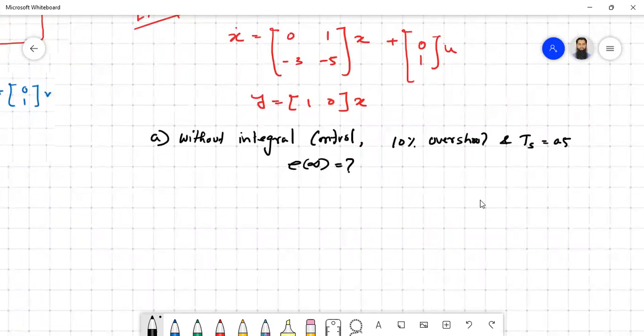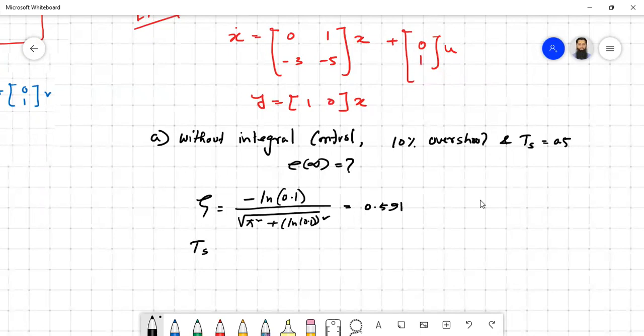Okay, so let's proceed with the design. From the given parameters, we have 10% overshoot, so we can find out the value of zeta. Zeta is minus ln 0.1 divided by the square root of pi square plus ln 0.1 square. That will give us a value of approximately 0.591.